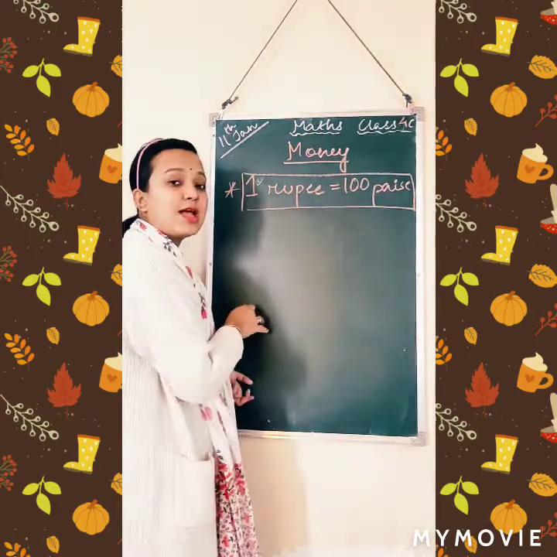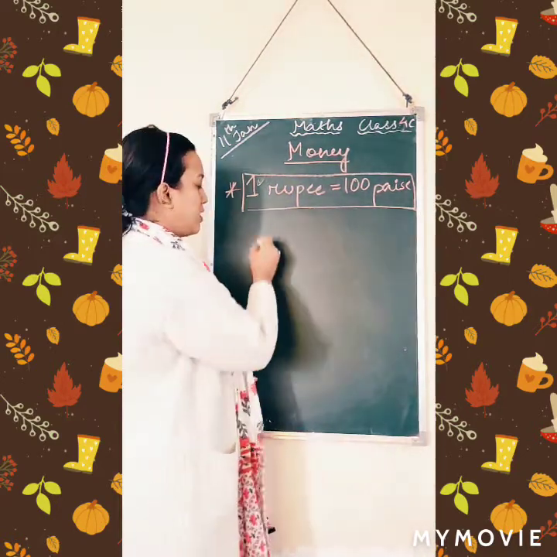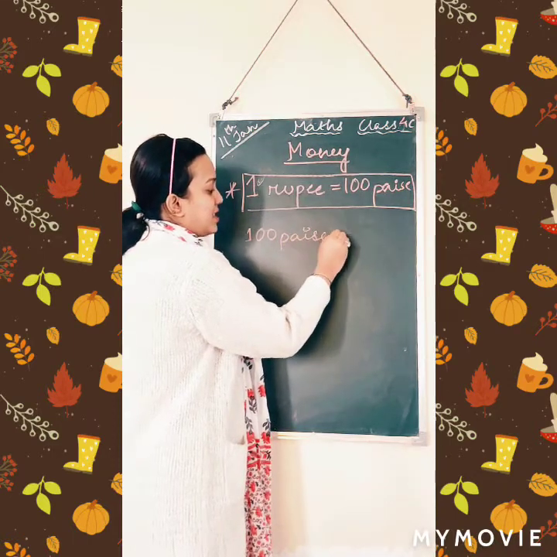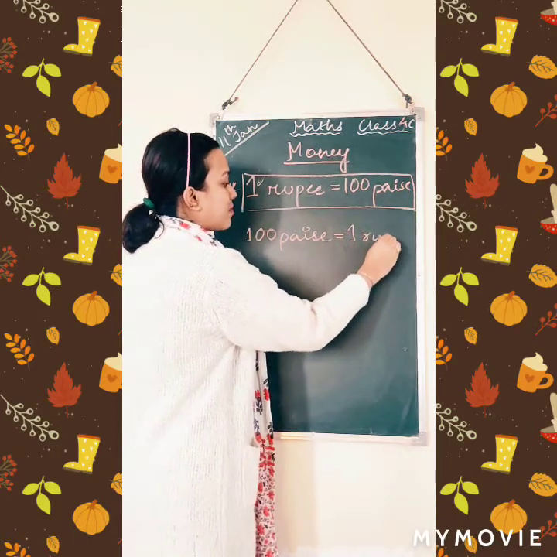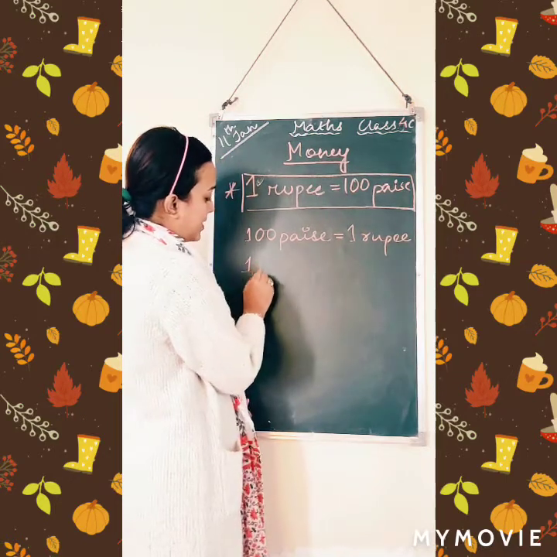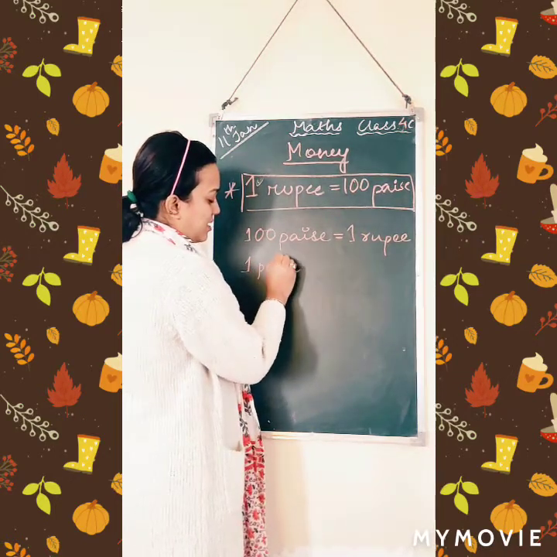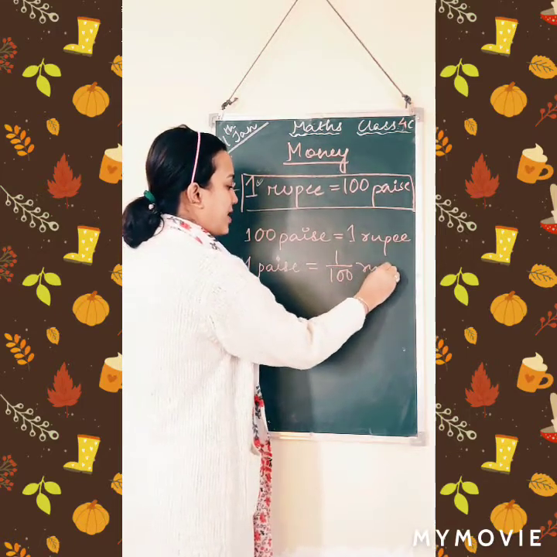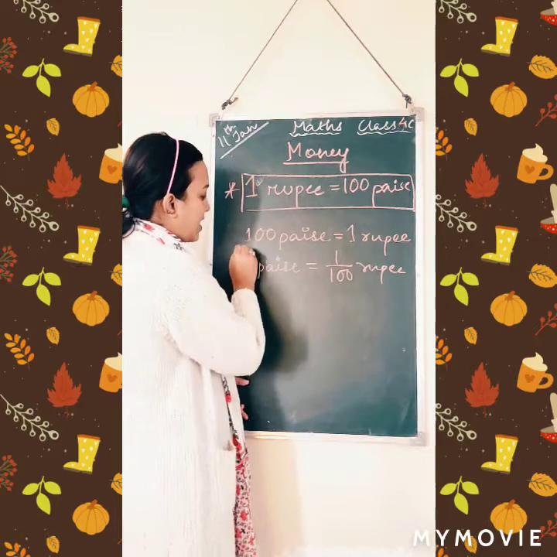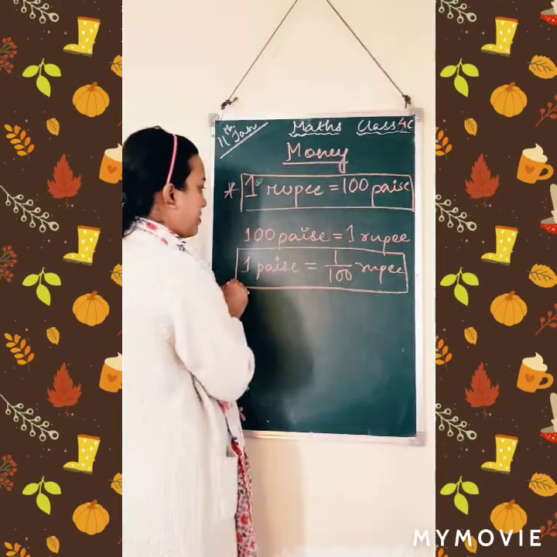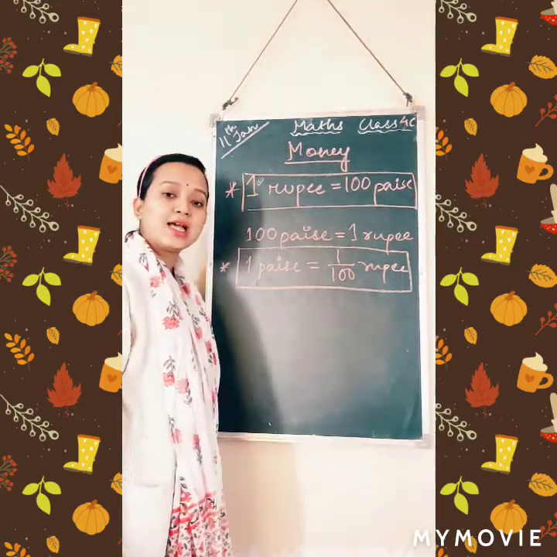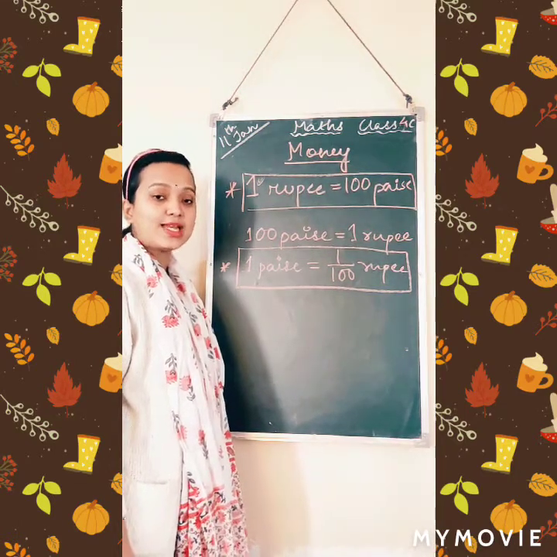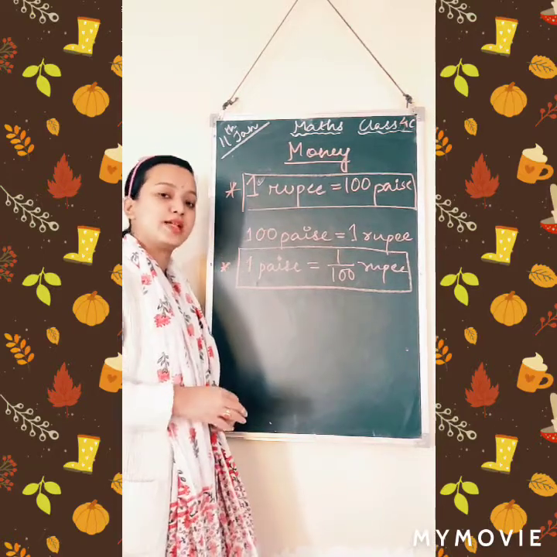Now from this formula I can derive one more formula. What is that? If 100 pies is equal to 1 rupee, then 1 pie is equal to 1 by 100 rupee. Okay? This is yet another formula that you have to remember. These two formulas will be helpful in terms of conversion of money. Okay, that means from rupees to pies and pies to rupees.